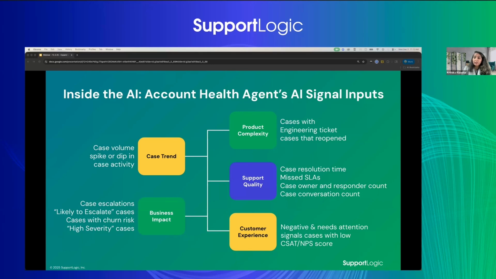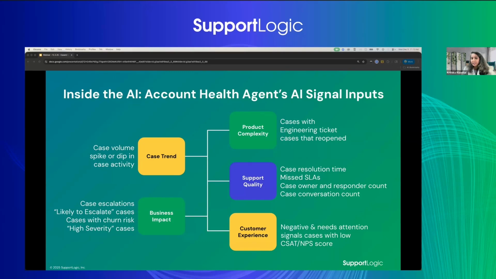So here there are a lot of factors that go into it. For example, how long did it take for a case to get resolved? How many people were involved in the resolution of the case? How many conversations back and forth did we have? How many respondents were involved? What was the SLA looking like?